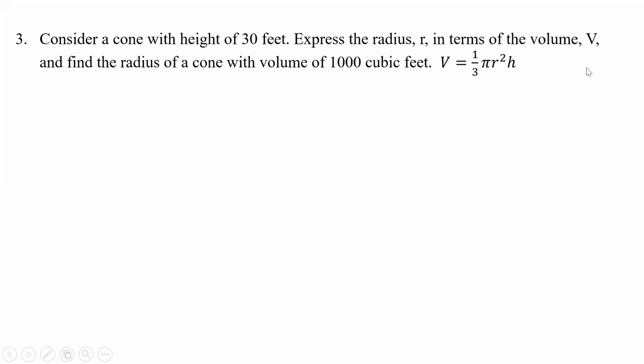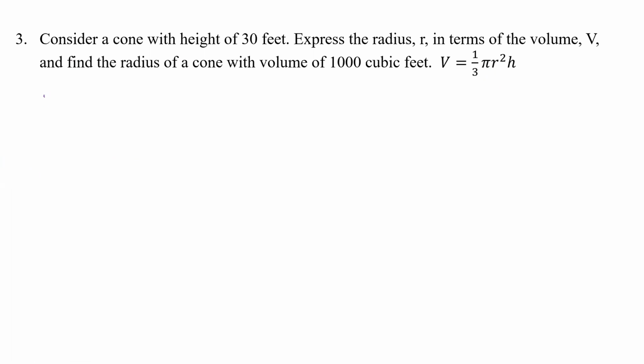All right, so here we have a cone with a height of 30 feet. Express the radius r in terms of the volume v and find the radius of a cone with a volume of 1,000 cubic feet. Now, v is 1/3 pi r squared h. All right, so what we need to do is find the radius with that. So now we need to basically solve this for r and then plug in our values.